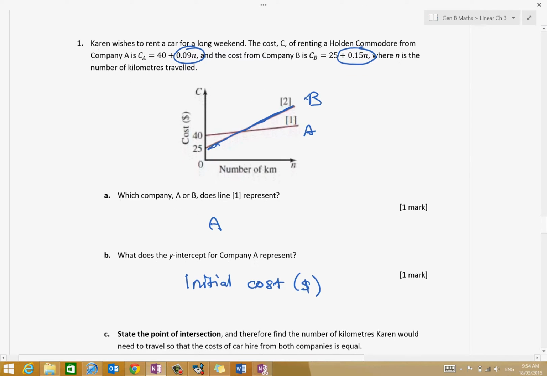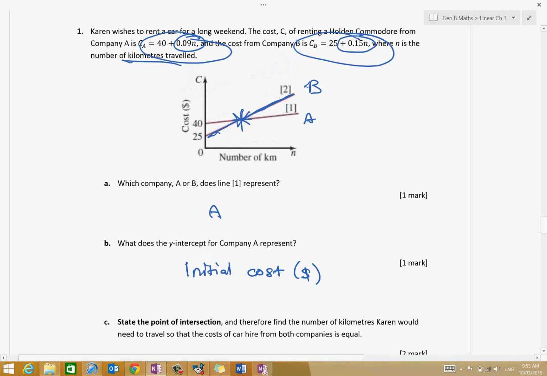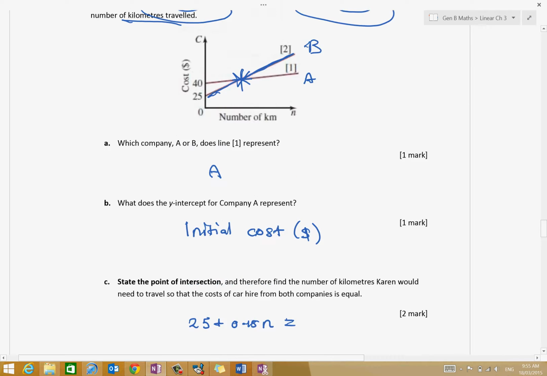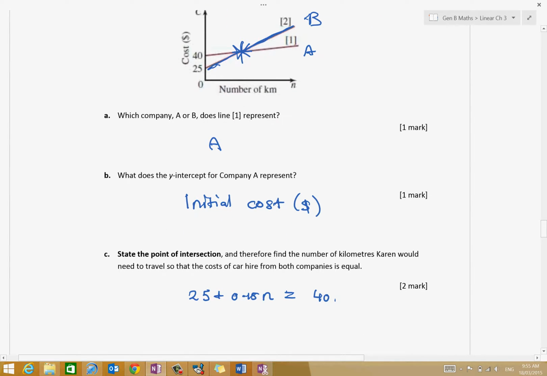Now what we're going to do is state the point of intersection. It means that what can you tell me about the C coordinate there? The cost is the same. And we have two costs in terms of n kilometres. What's n? N is the number of kilometres travelled. So what we've got to solve is 25 plus 0.15n is equal to 40 plus 0.09n.